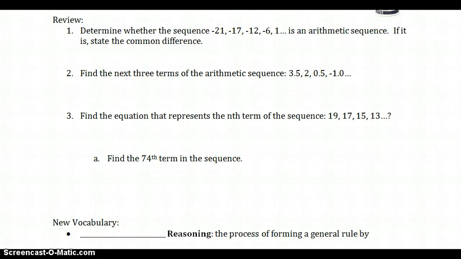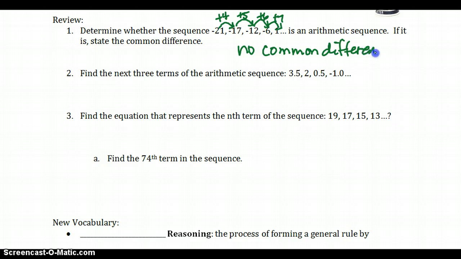So when I subtract, here I'm going to get plus 4. Here I will get plus 5, plus 6, so I can stop right there and tell you what. There is no common difference. So it is not arithmetic.